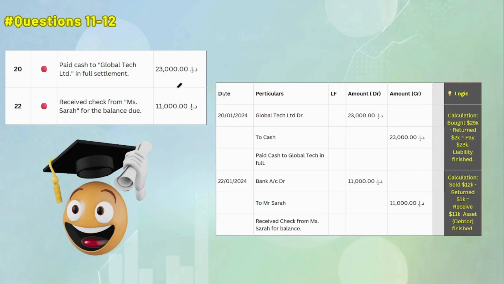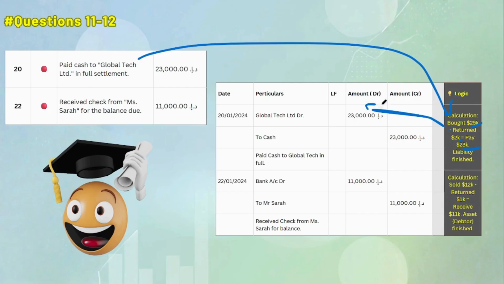Now, it is time to settle our debts. Pay attention to the math here. On January 20th, we pay Global Tech. We bought $25,000 worth. We returned $2,000. That leaves $23,000 to pay. We pay cash, so debit Global Tech to close the account and credit cash as the money leaves.